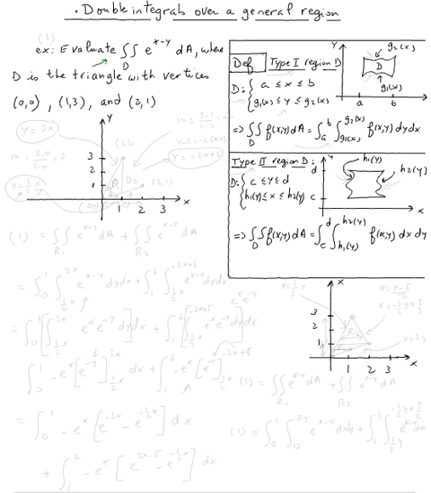So first, let's draw our region. (0, 0) will be right there. (1, 3) will be this point. And (2, 1) will be this one. So the triangle is, let's draw the triangle.